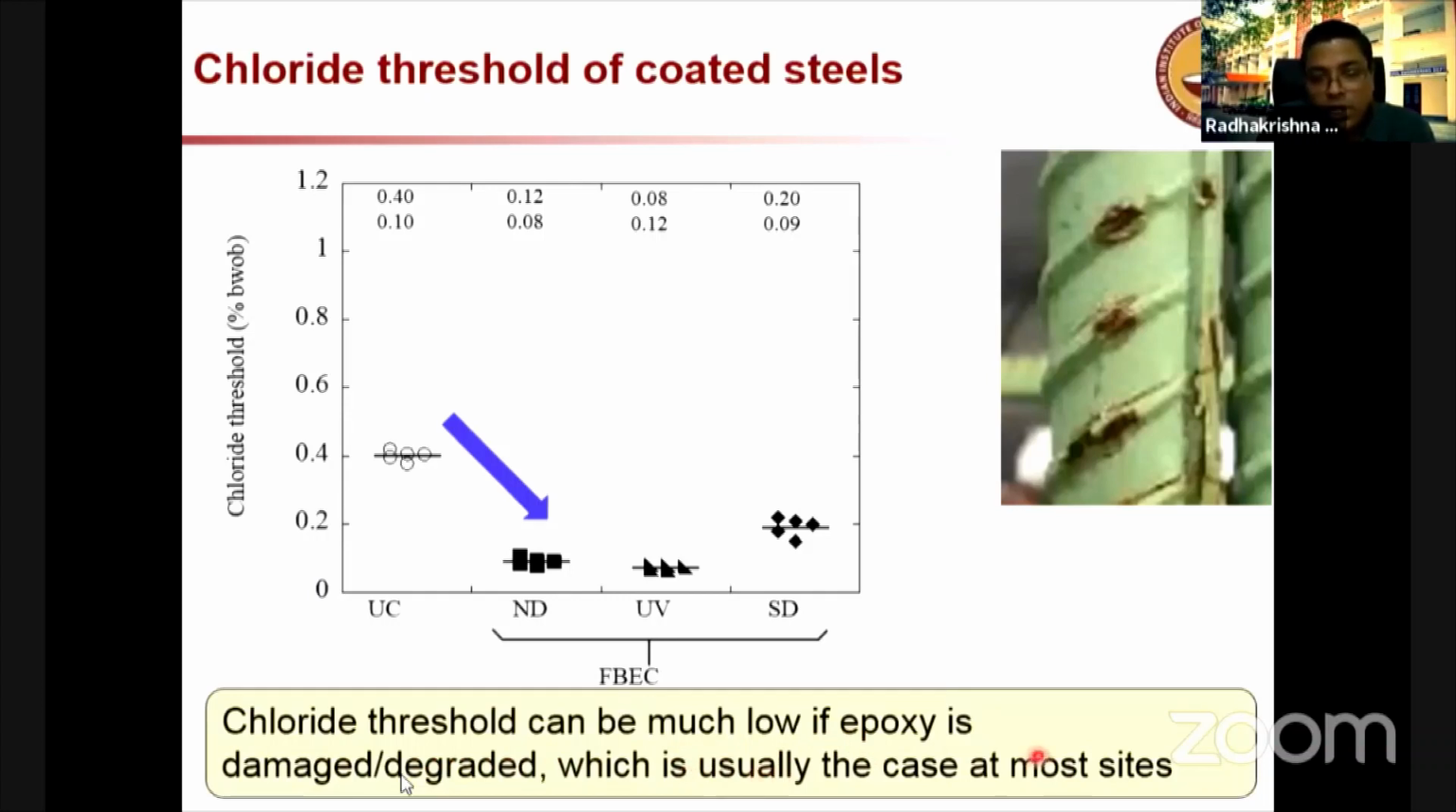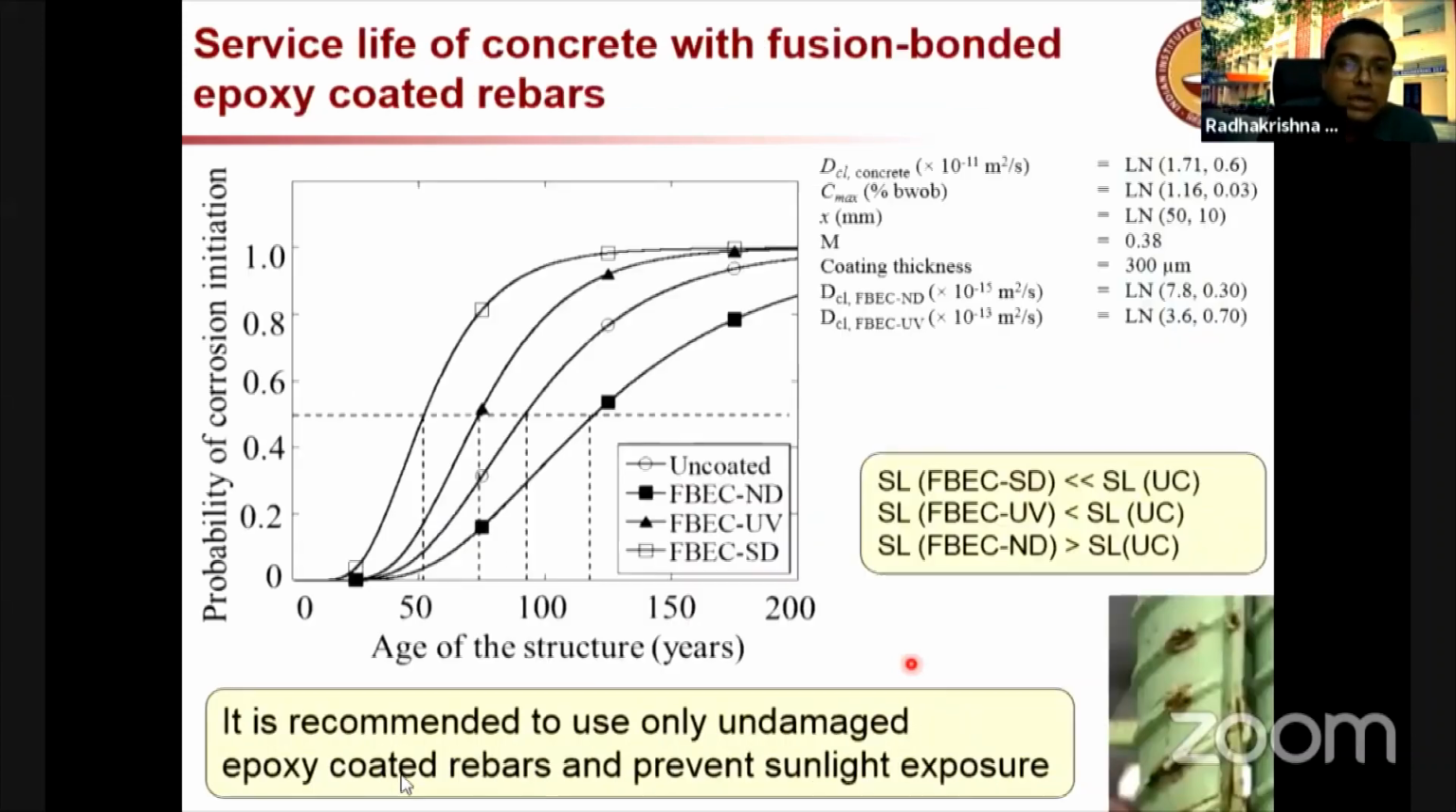Okay, but unfortunately, this is the case in most cities. We allow these rebars to get scratched, like you see in the photograph on the right side. Now, this is the effect of that on service life. If you have uncoated rebar, you will see the service life is about 100 years. In such a case, if you use a damaged epoxy coated rebar, or an epoxy coated rebar which is exposed to sunlight severely, then the service life decreases to even about 50 years. That is a 50% reduction. That is a significant reduction in the service life.